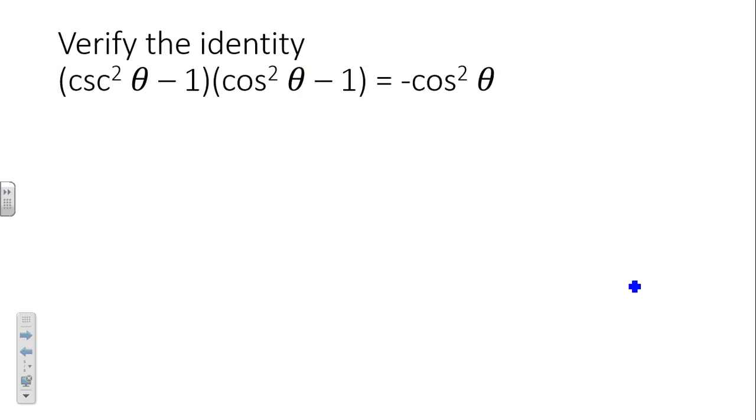All right. So now we want to verify that cosecant squared theta minus 1 times cosine squared theta minus 1 is equal to a negative cosine squared of theta.